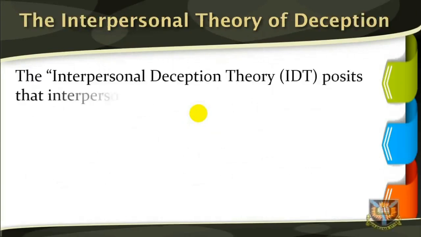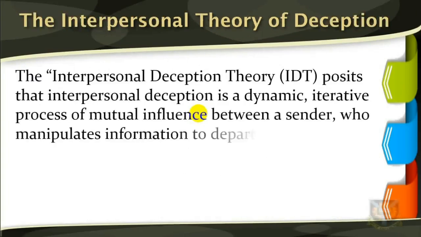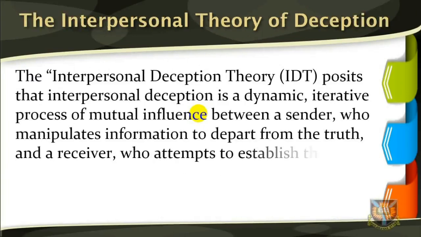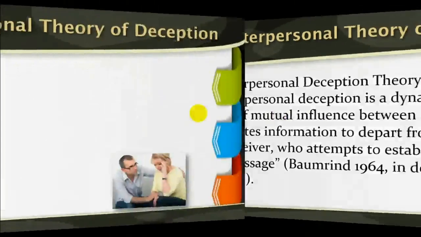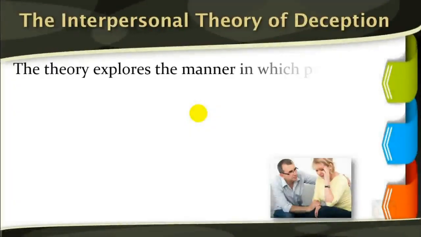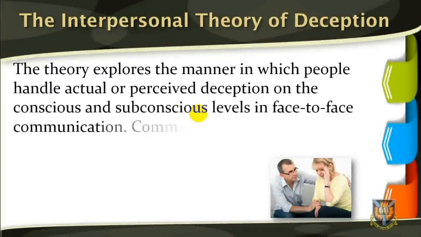Interpersonal theory of deception. The interpersonal deception theory, IDT, posits that interpersonal deception is a dynamic interactive process of mutual influence between a sender who manipulates information to depart from the truth and a receiver who attempts to establish the validity of the message. Buller, 1996, in Deception, Wikipedia. The theory explains the manner in which people handle actual or perceived deception on the conscious and subconscious levels in face-to-face communication.